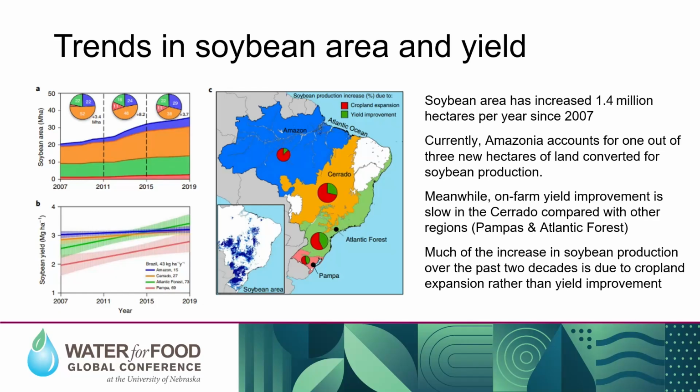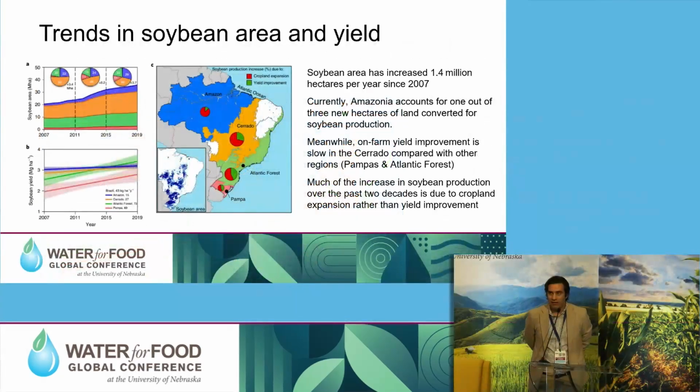Overall, soybean has expanded at a rate of nearly 1.4 million hectares per year. But what has changed over time is where the new area is coming from. At the beginning of that time period, most of the new area came from the Cerrados. And nowadays, the share of new area that comes from the Amazonia has increased. At present, 1 out of 3 new hectares of land for soybean cultivation are coming from the Amazonia, which again raises concerns about the associated environmental impact.